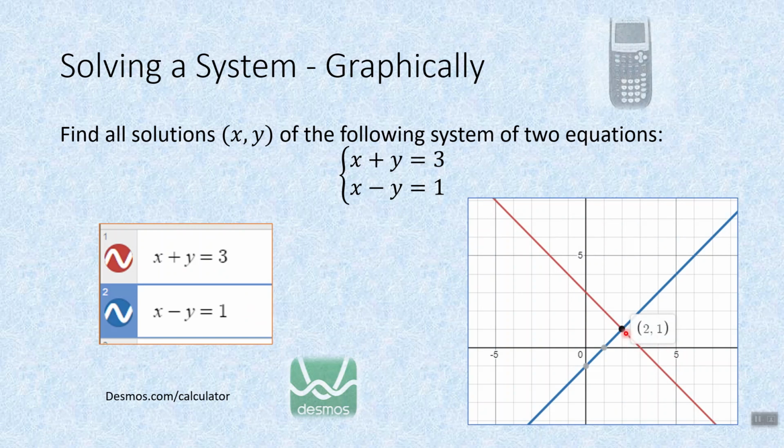And then with Desmos, you can just click on the point, and it'll display for you the point of intersection, and we have our answer. This is a consistent, independent system. One solution, and the solution is the point (2, 1). When x is 2 and y is 1, both equations are true.